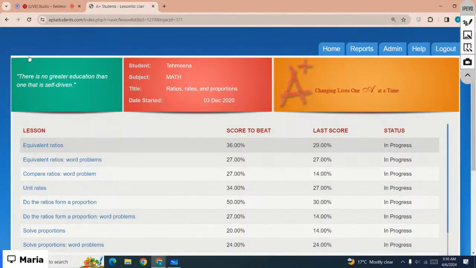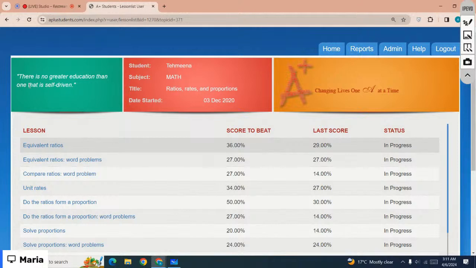The next one is equivalent ratios, word problems. You can do the word problems on your own. The next one is compare ratios. That too you can do on your own. The next one is unit rates.